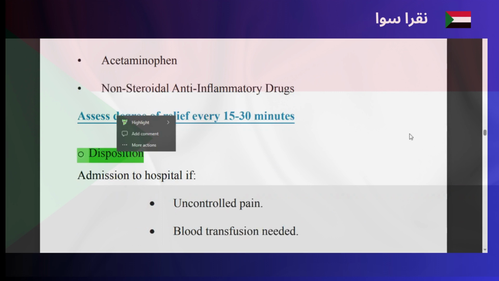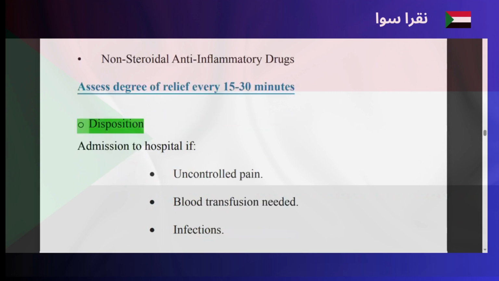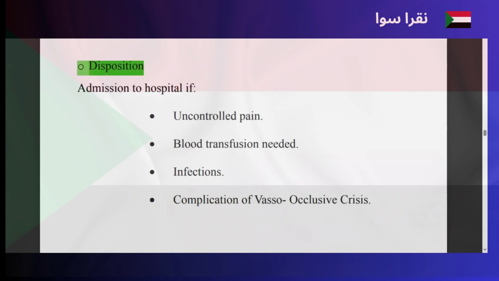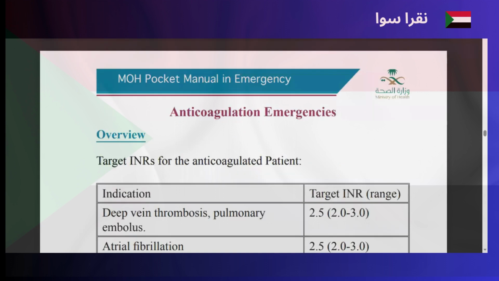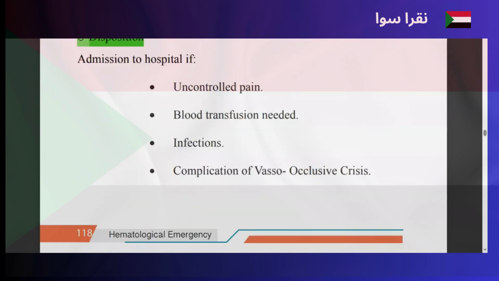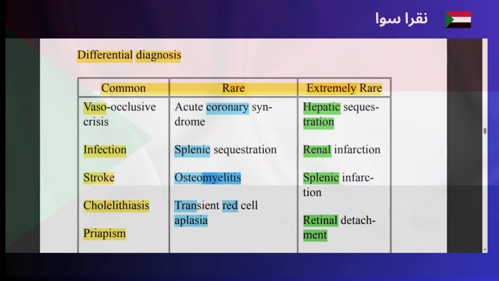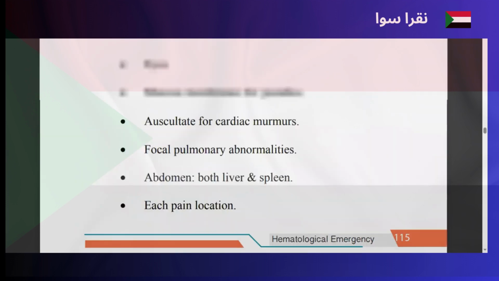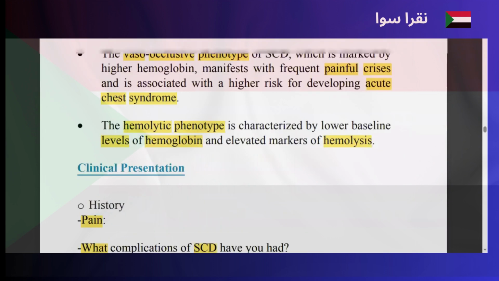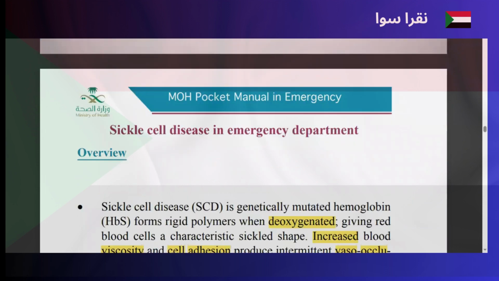And the disposition: admission to hospital if uncontrolled pain, blood transfusion needed, infections, or complication of vaso-occlusive crisis. This is how to deal with patients with chronic sickle cell disease in emergency department, according to Saudi Arabia.